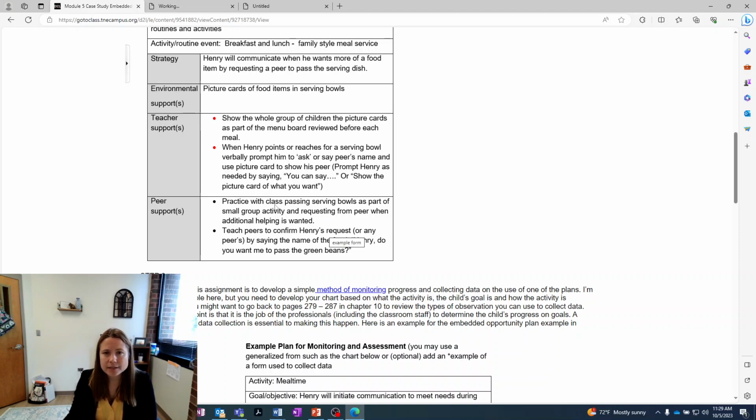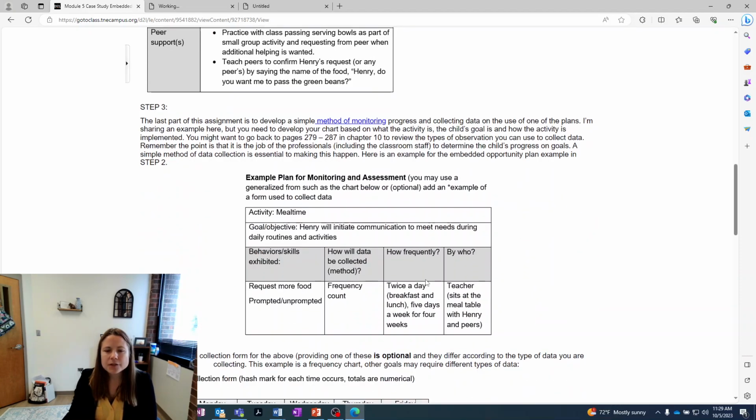Now, how will the peers support that child? Well, maybe you practice this as a whole class using serving bowls and requesting peer, and they're going to model that for Henry so he can see. And they're going to help him as well by saying, Henry, do you want me to pass the green beans? So that's how they're helping.